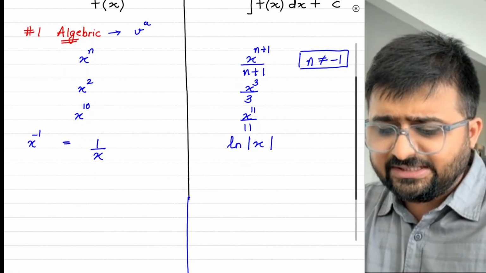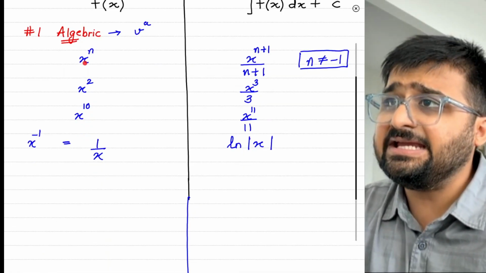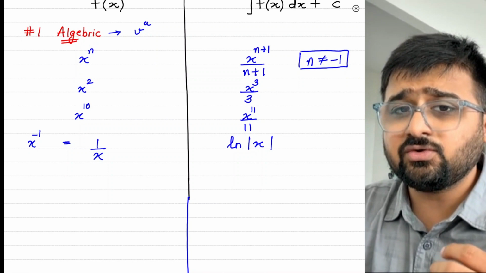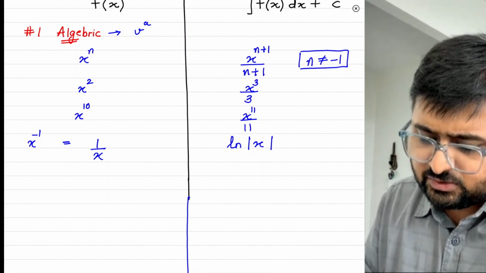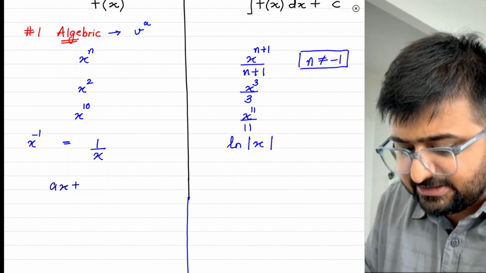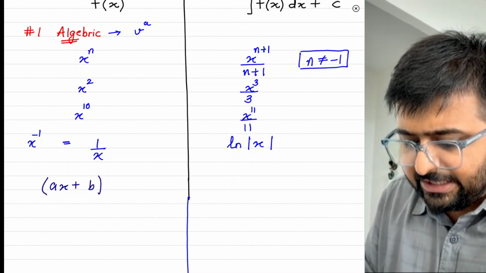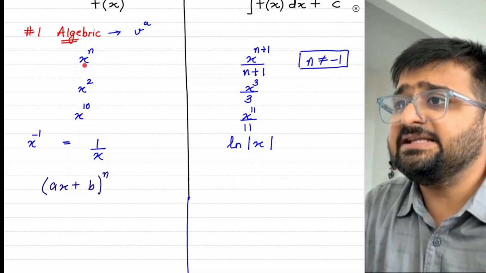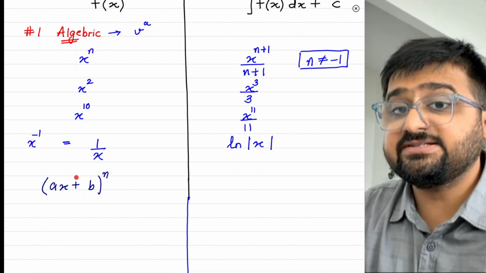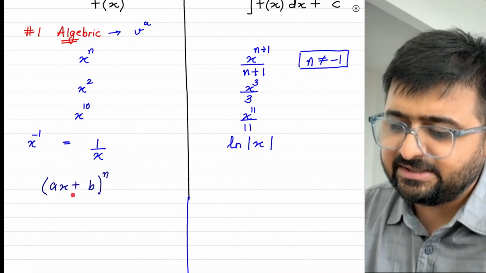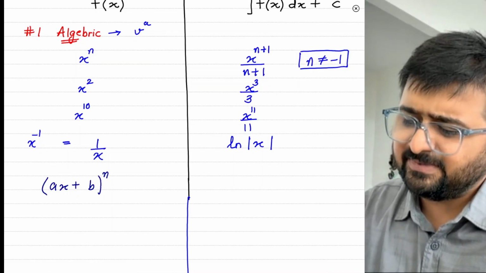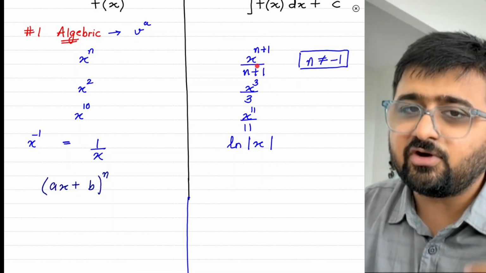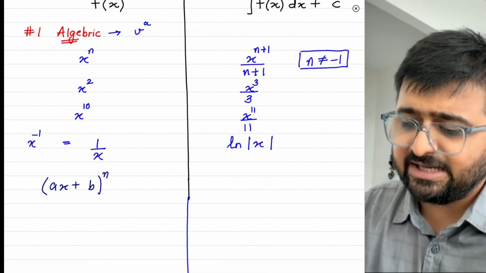Now let's also look at one other special case. In algebraic functions itself, let's say instead of x to the power n, you have a linear term to the power n. What do I mean by that? Let's see. So if I have, let's say, ax plus b to the power n. So instead of x, let's say I have ax plus b, which is a linear term, and how to integrate that linear term. Whenever instead of x there is a linear term ax plus b, you can essentially apply the same formula, but you have to do one thing extra.